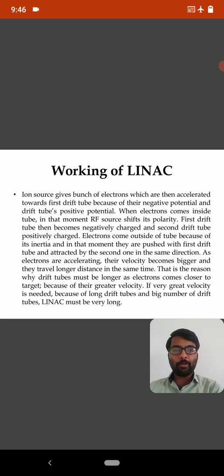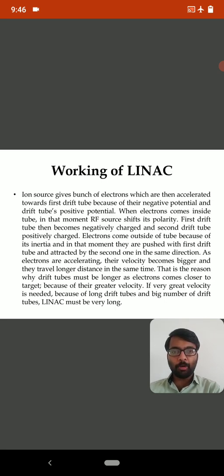So as the velocity increases, the energy is also increased. Within the gap of two consecutive drift tubes, the ions will be accelerated, meaning the velocity is increased so that the energy is also increased. As electrons are accelerating, their velocity becomes bigger and they travel a longer distance in the same time.